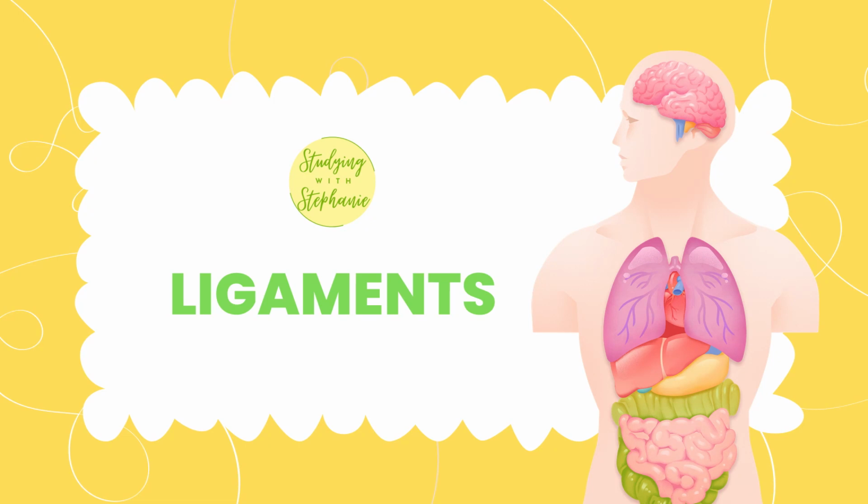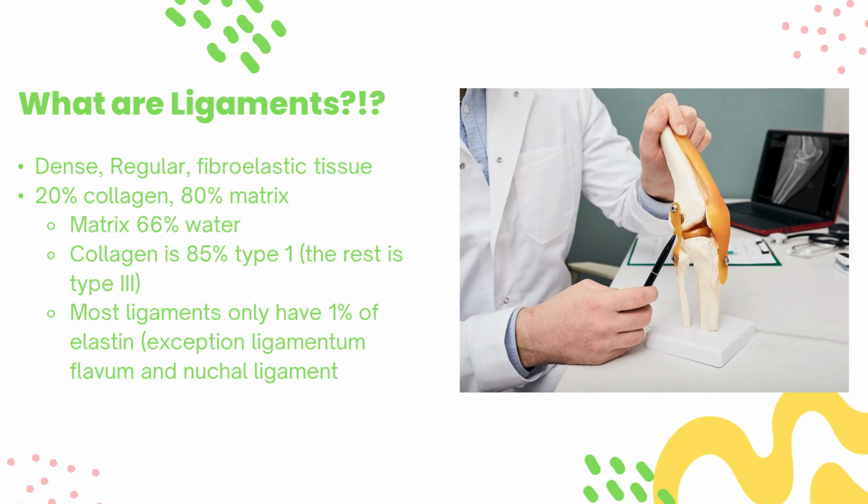Today, we're going to continue our discussion in our connective tissue series, and we're going to talk about ligaments. So, what is a ligament? Well, a ligament is a dense, regular, and fibroelastic type of connective tissue. Again, denseness means that those collagen fibers are closely packed together. It's a really close bundle of tissues. Regular means that the collagen is lining up in a linear fashion. And then the fibroelastic aspect means that ligaments can stretch, but not a lot.